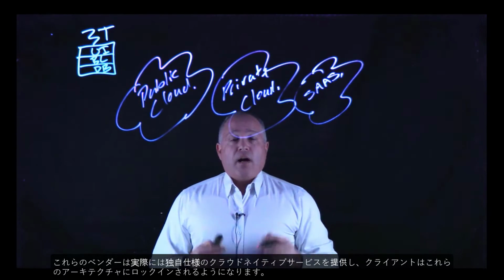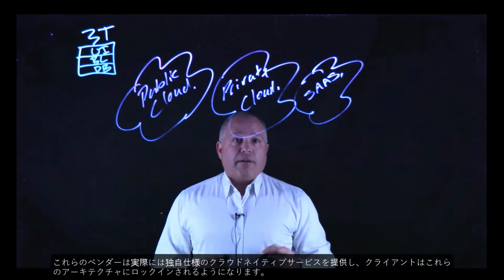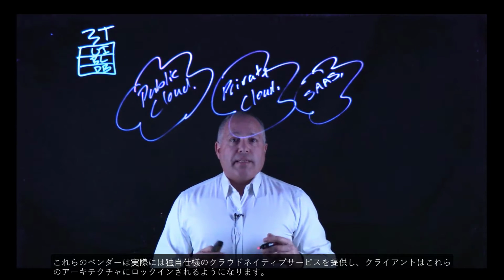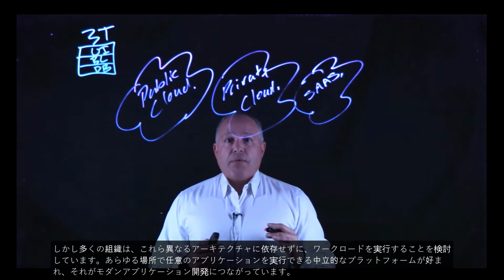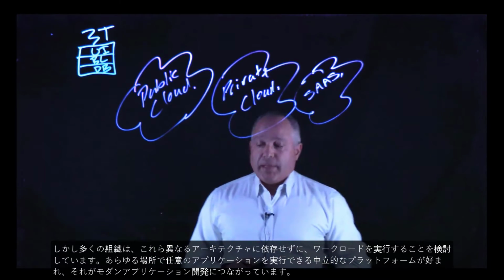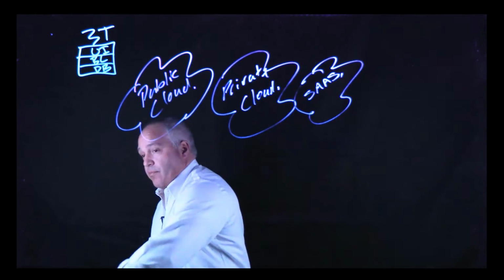These vendors offer cloud native services that are proprietary in nature and work to lock clients into those architectures. However, most organizations are looking to run workloads across these disparate architectures, preferring agnostic platforms that enable them to run any application everywhere, which leads us to modern application development today.